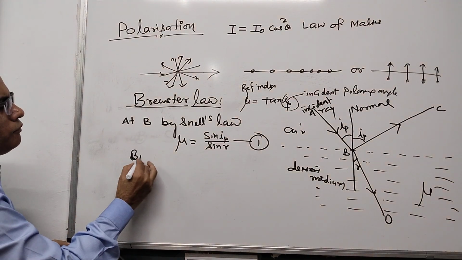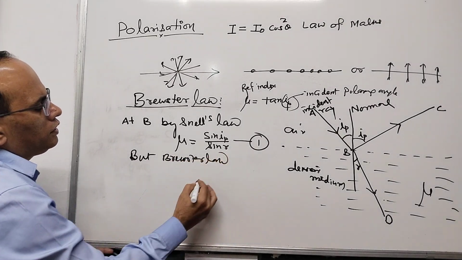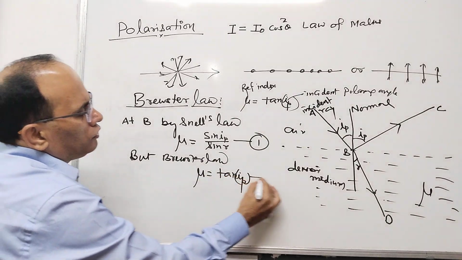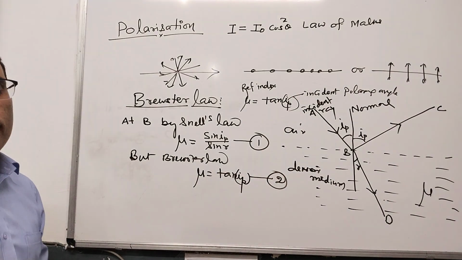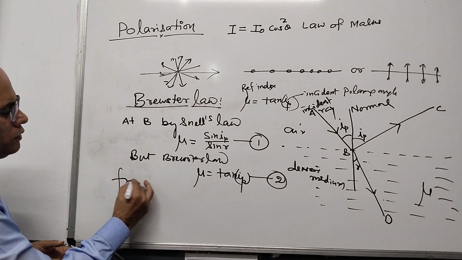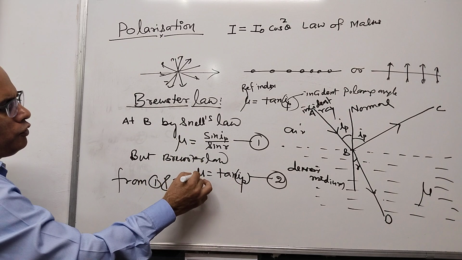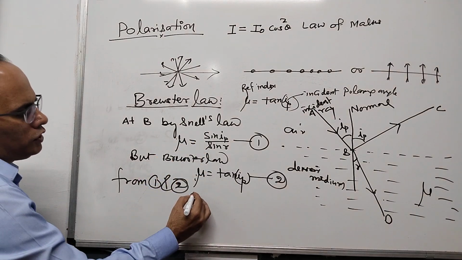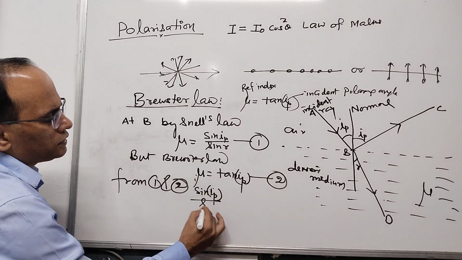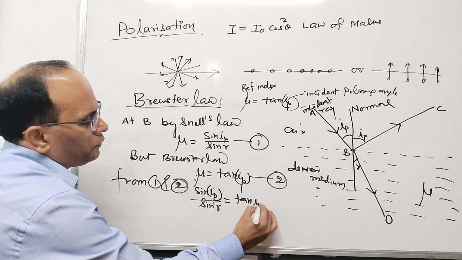Now, what about Brewster's law? Brewster's law says that mu equals tan IP. Equation number 2. Now from 1 and 2, see the interesting result: you will observe that this mu and this mu are the same. So you can say sine of IP upon sine of R equals tan IP.